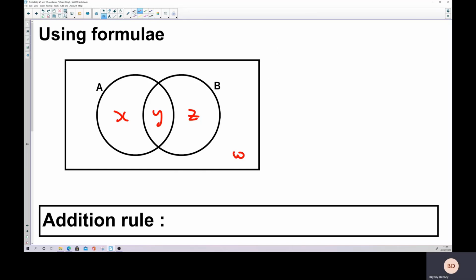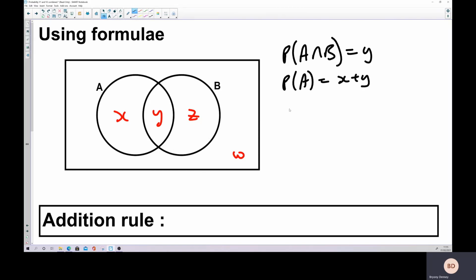So let's just write those down. The intersection, we're going to allocate as the probability with the value Y. The probability of A would be X plus Y, and the probability of B would be Y plus Z.